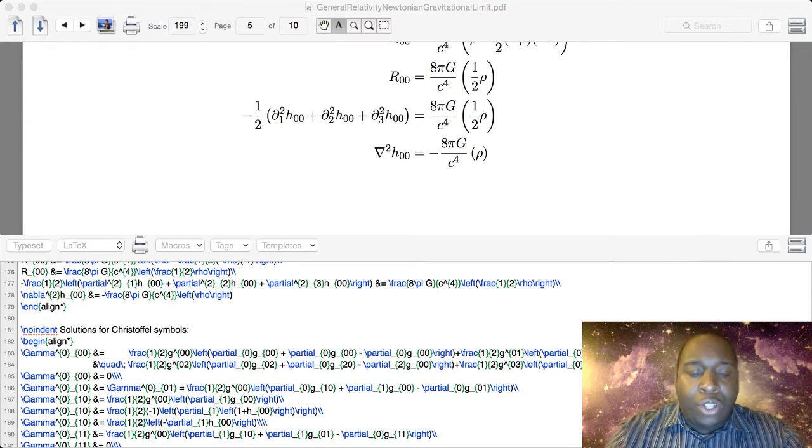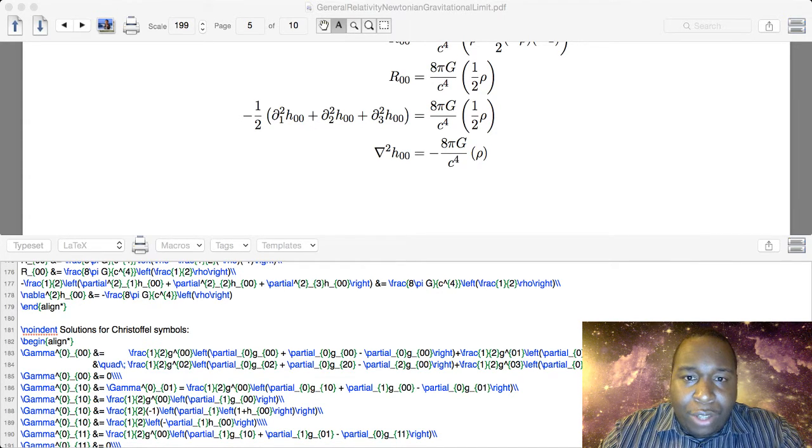But at the very least, you could probably use the approximation that we derived some streams ago to determine exactly what sort of tidal force we'd expect across the ship.